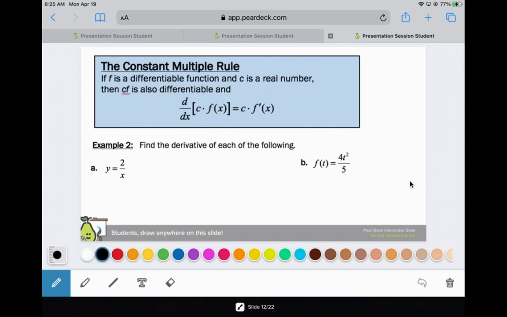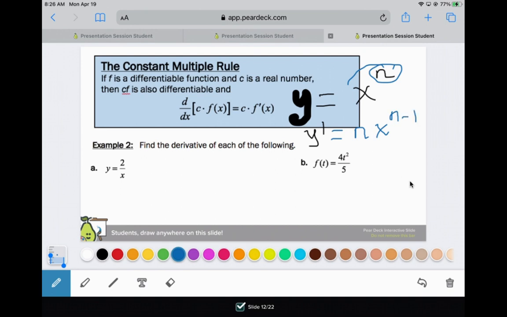The rule is, if you have a function, let's review the rule. If you have x to the n, which is the power, when you take the derivative, you take the power and bring it to the front, and then that power is going to be minus 1. That was the general rule that we use. That's the power rule that we use to take the derivative, okay?